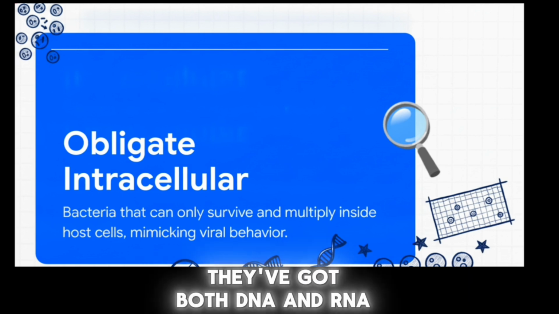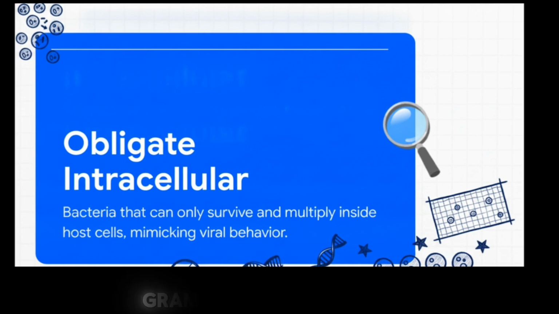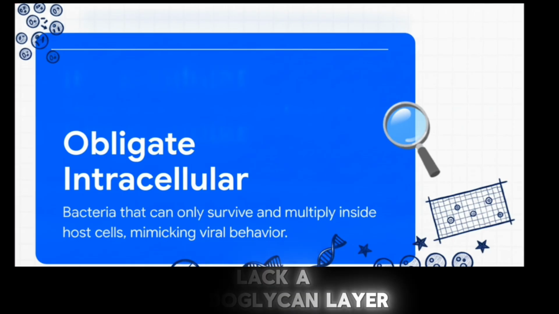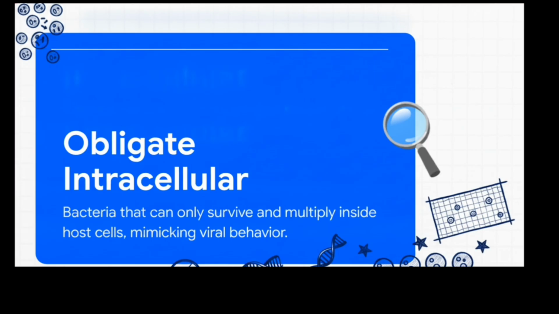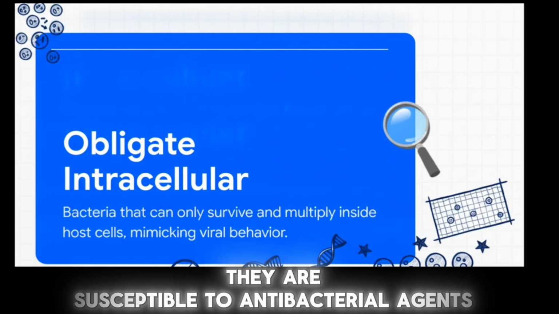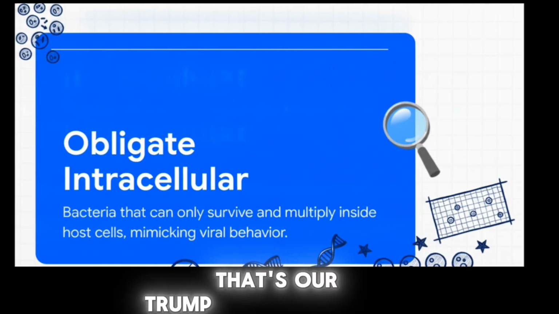They've got both DNA and RNA. They have a cell wall similar to gram-negative bacteria, though, fun fact, they actually lack a peptidoglycan layer. They multiply by binary fission just like other bacteria do, and most importantly for us, they are susceptible to antibacterial agents. That's our trump card right there.